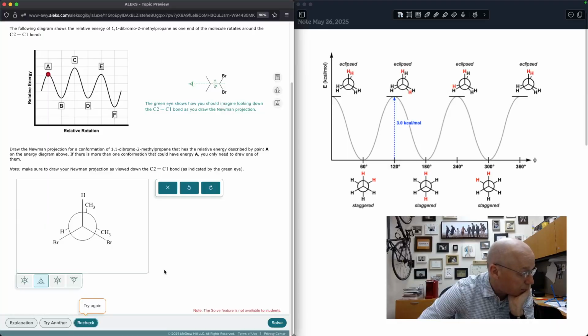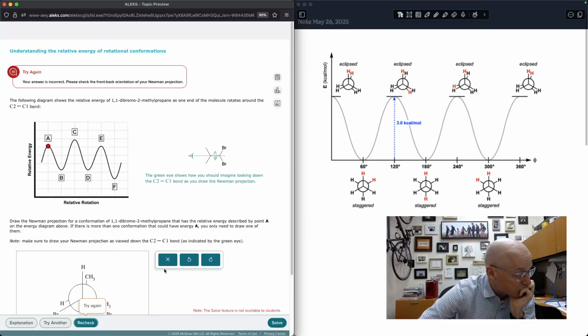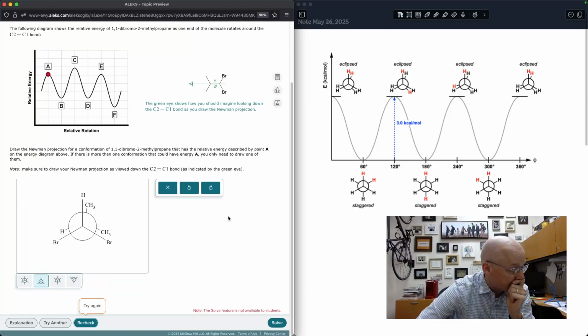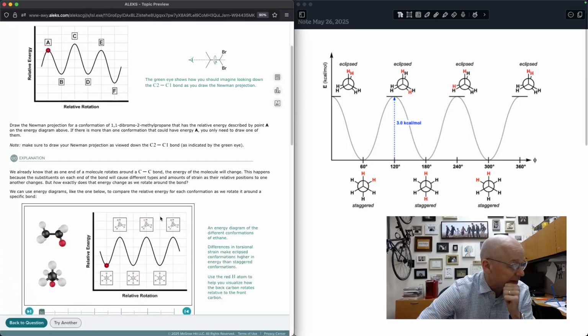After all that trouble, oh, it's 2-methylpropane. 1, 2, 3. Wait, but still the same. 1, 2 dibromo. Well, how did I get that wrong? Did I write something backwards? Bromo, CH3, CH3. I'm going to click and see how I got that wrong.